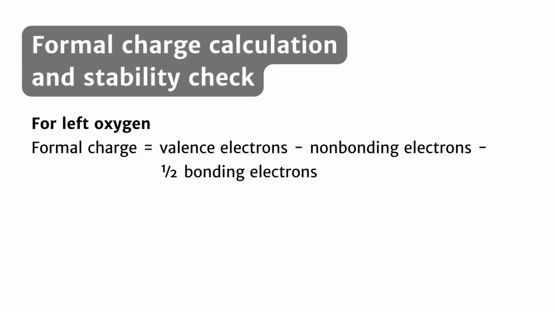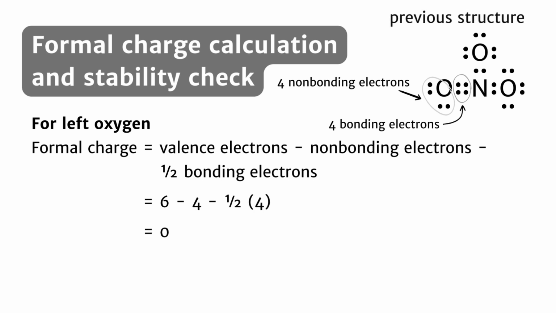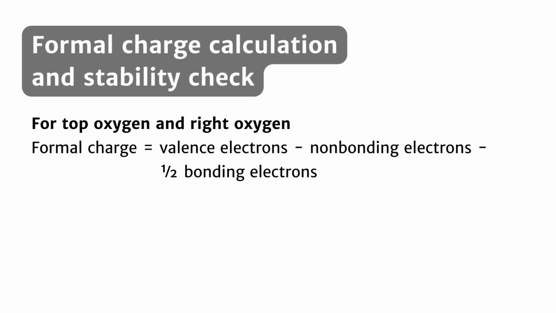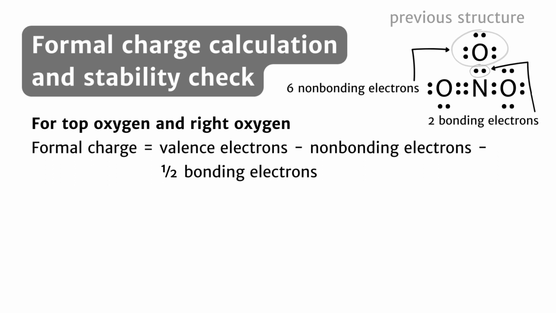For left oxygen atom, valence electrons are 6, non-bonding electrons are 4, and bonding electrons are also 4. So the formal charge will be equal to 6 minus 4 minus half times 4, which equals 0. For top oxygen and right oxygen atom, valence electrons are 6, non-bonding electrons are also 6, and bonding electrons are 2. So the formal charge will be equal to 6 minus 6 minus half times 2, which equals minus 1.